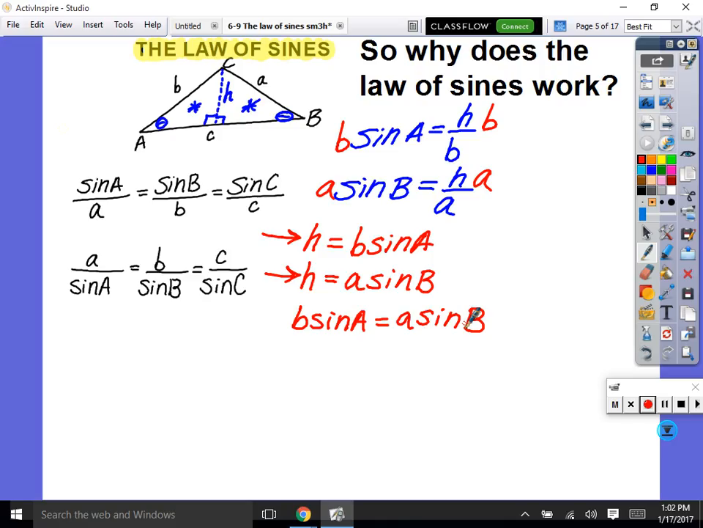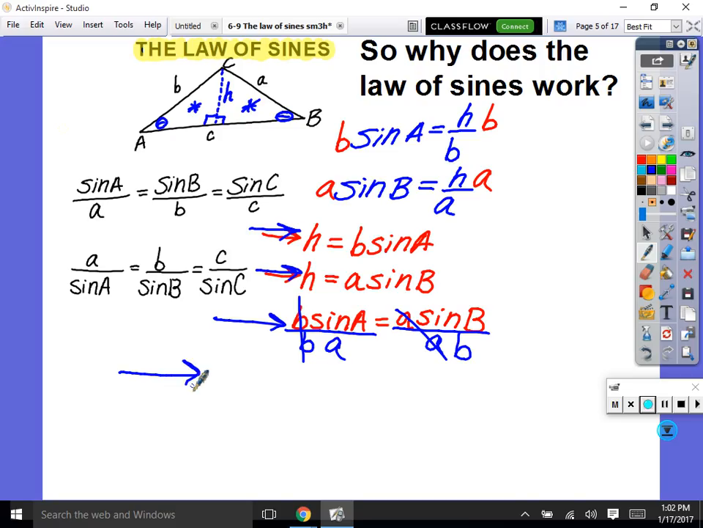Now let's get like things on the same side of the equation. So instead of having A sine of B, let's get all the A's on one side, all the B's on the other side. So how would I undo A? Divide both sides by A, right? A's divide out. Let's get rid of this B, so we would divide both sides by B, right? So then B divides out. So if this was true, then this was true.